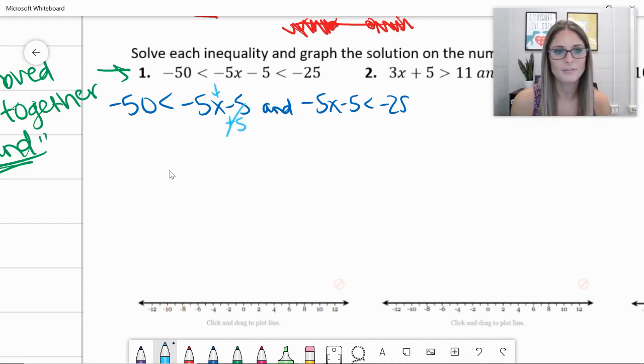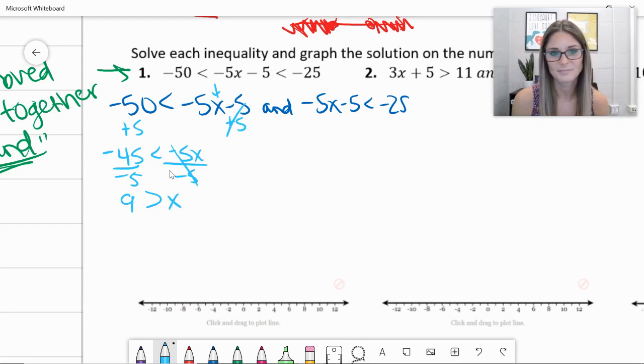So add 5 to both sides. Divide by negative 5. Divide by negative 5. Negative 45 divided by negative 5 gives me positive 9. And I divided by a negative. Flip your sign. Then let's go over to the other one because I've got an inequality. If you want to go ahead and graph it, you could.